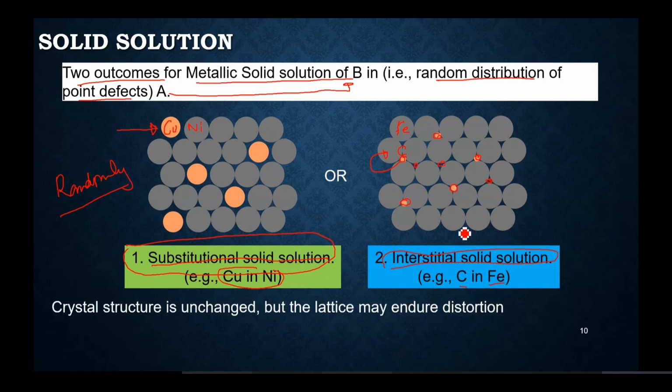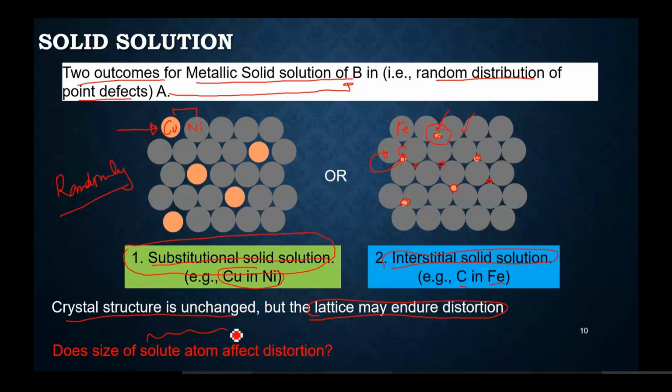Now, crystal structure is unchanged, but lattice distortion may be there. Since there would be a difference in the size of copper and nickel, there would be some atomic mismatch, or some disruption in the bonds. Similarly, if carbon is inserted into the space, there would be some distortion or stresses created within this space. So although the structure would not change, there would be lattice distortion.